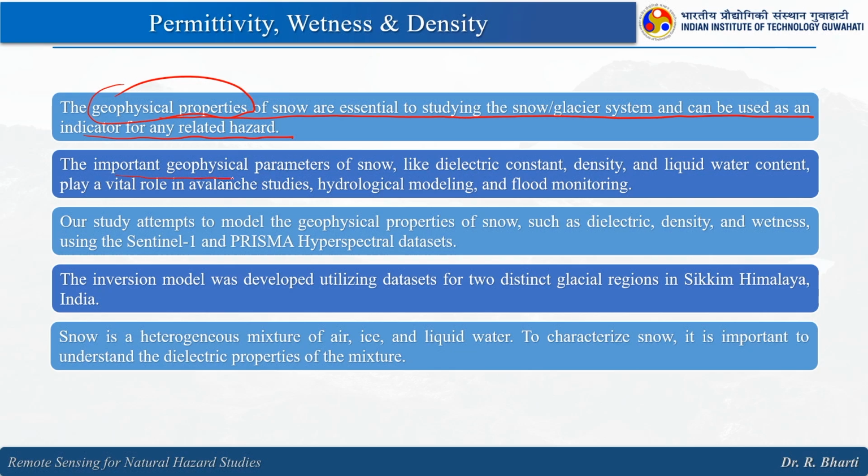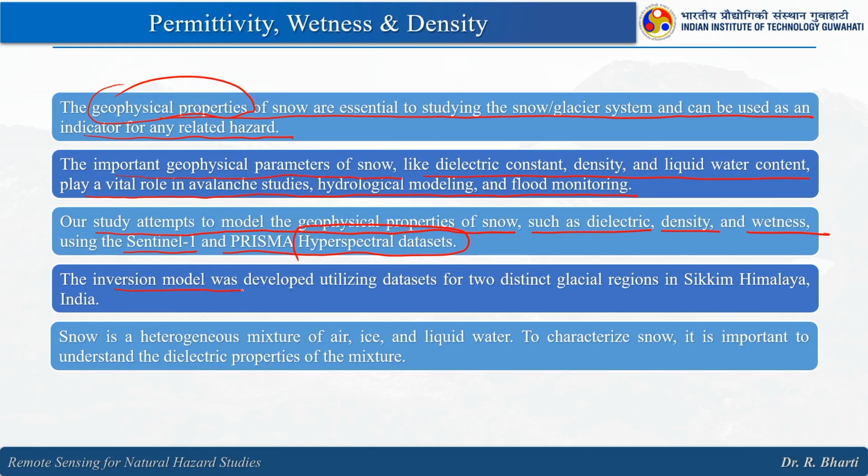The important geophysical parameters of snow, like dielectric constant, density and liquid water content, play a vital role in avalanche study, hydrological modeling and flood monitoring. Our study attempts to model the geophysical properties of snow such as dielectric, density and wetness using Sentinel-1 and PRISMA data, which is a hyperspectral data set.